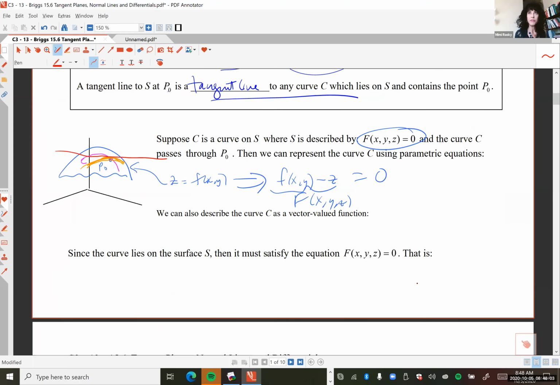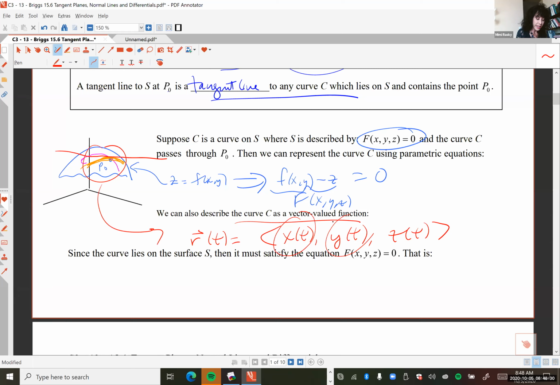You guys know vector valued functions because you had a midterm on it a couple weeks ago. Vector valued functions describe curves, and we can describe either of those two curves using a vector valued function. Say r of t is equal to some x of t, some y of t, some z of t, where that curve lies on the surface. Since the curve is supposed to lie on the surface, if we plug in the x of t, the y of t, and the z of t in place of x, y, and z in the surface equation, it still should satisfy the surface equation.